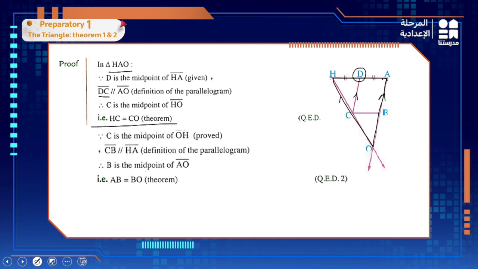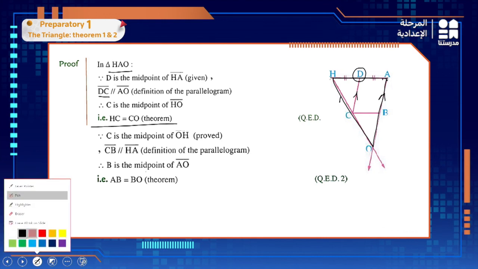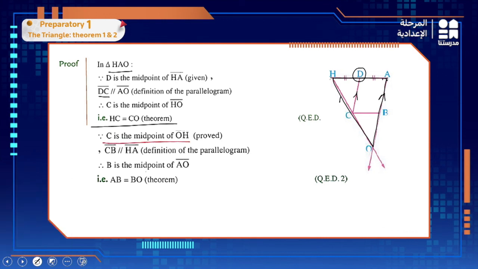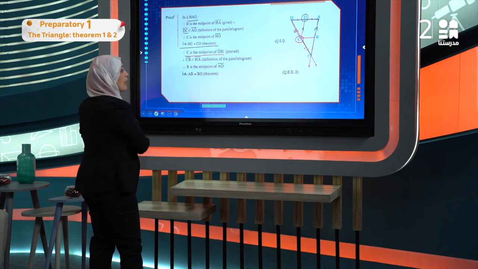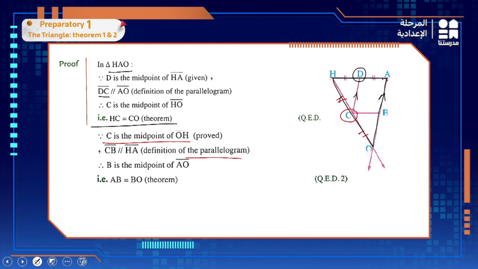Number two, since C is a midpoint of OH, HC and CO are equal. CB is parallel to HA, by the definition of the parallelogram. Of course, if they are parallelograms, the opposite sides are parallel and equal in length. Therefore, B also is a midpoint of AO. So by this theorem, AB is equal to BO.